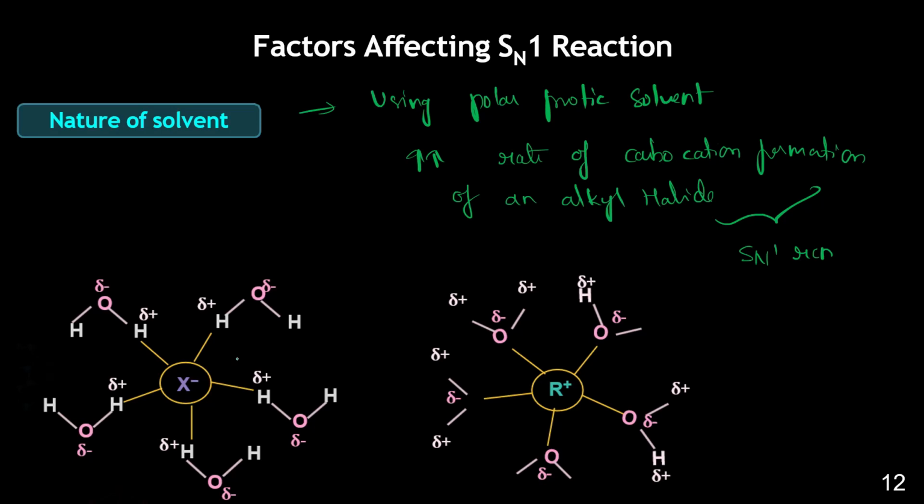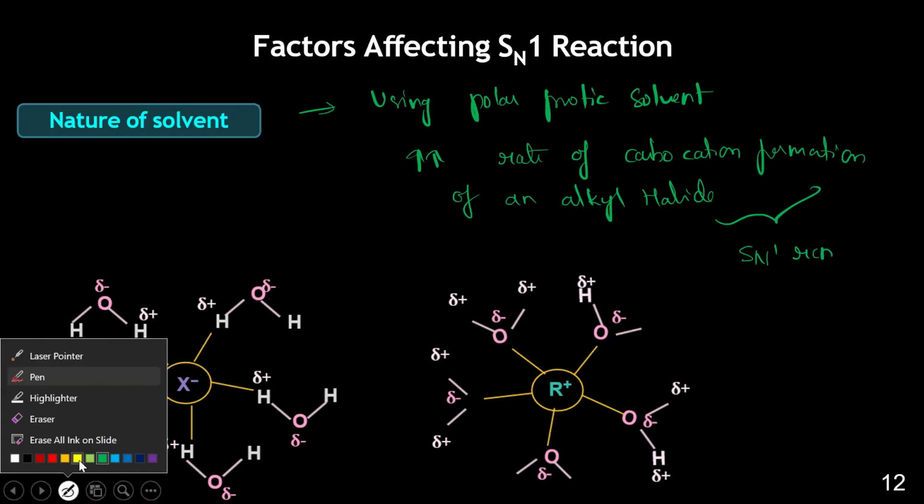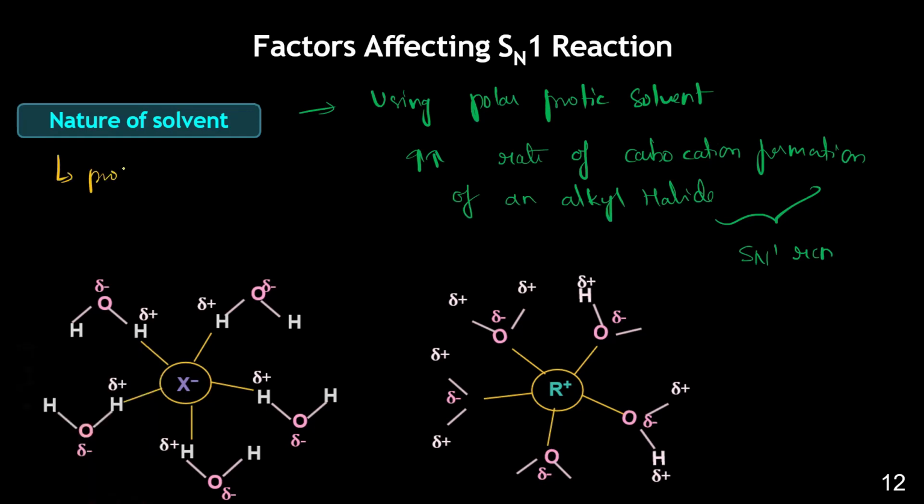So what's happening when you are using protic solvents like water or alcohol? That will be very favorable for the SN1 reaction. And this is happening because whatever solvents you use, they are very good at surrounding negative ions or surrounding positive ions. In case it's an anion, it is surrounded with positive ions. In case it's a cation, it is surrounded with negatively charged ions.